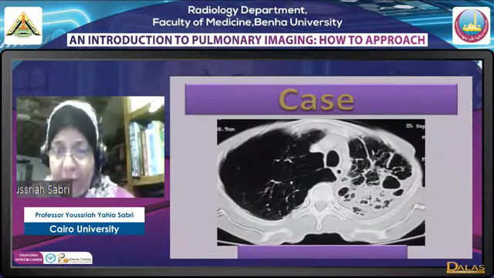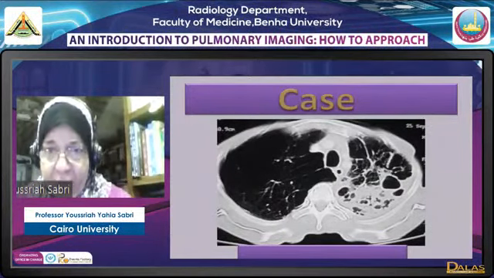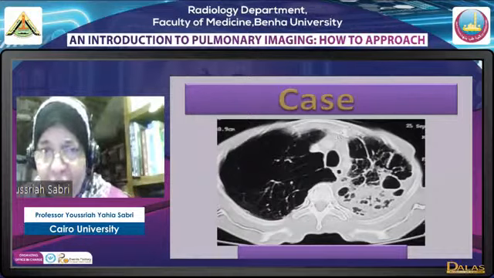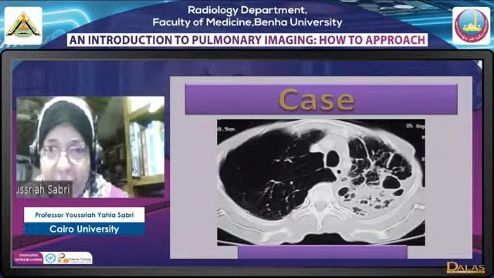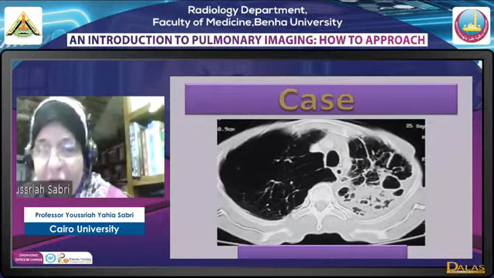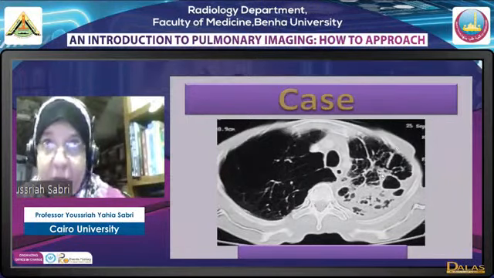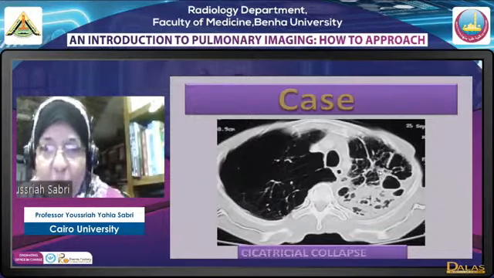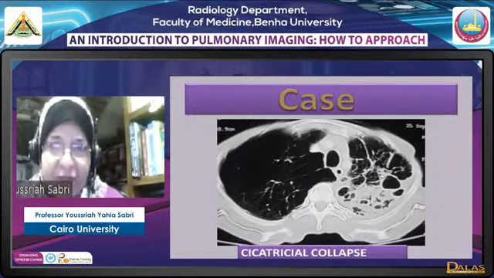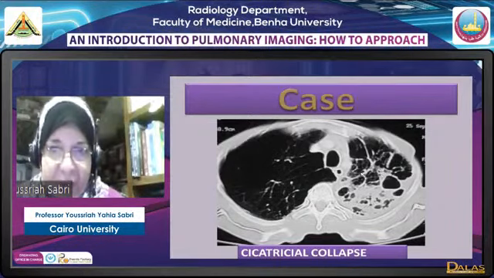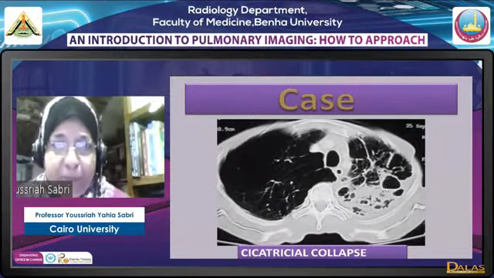Now, what do we have here? We have what looks like multiple cysts with intervening bands and opacification. This lesion here in the upper lobe is associated with shift of the mediastinum towards it. So we have multiple cysts with ipsilateral shift. Ipsilateral shift of the mediastinum means this lesion is associated with volume loss. So we have a lung with volume loss. That means we have a collapse. Okay, the collapse that looks like this is what we call cicatricial collapse. Cicatricial means fibrotic collapse caused by fibrosis. So this is cicatricial collapse.